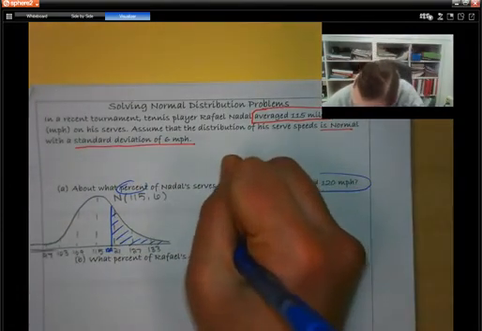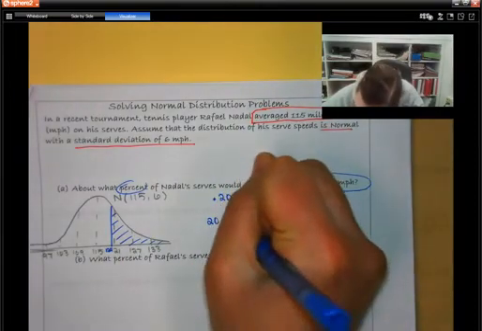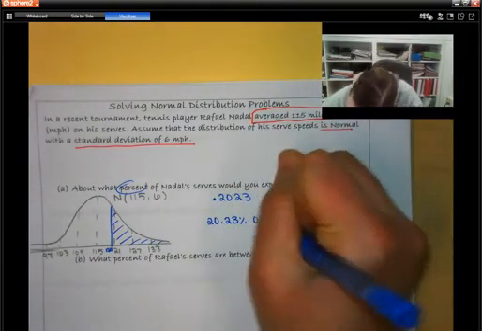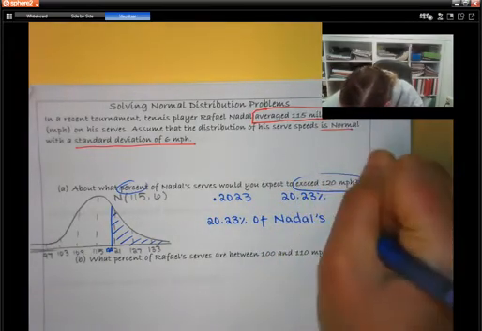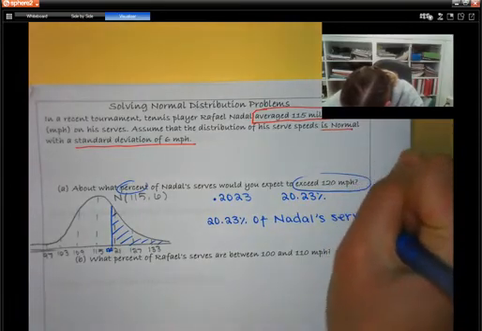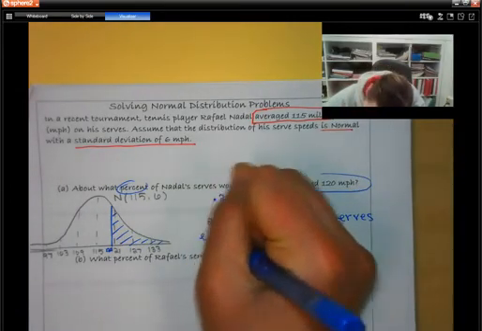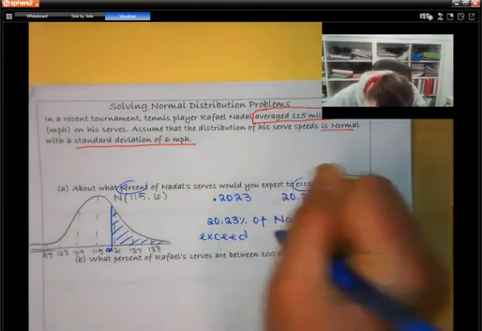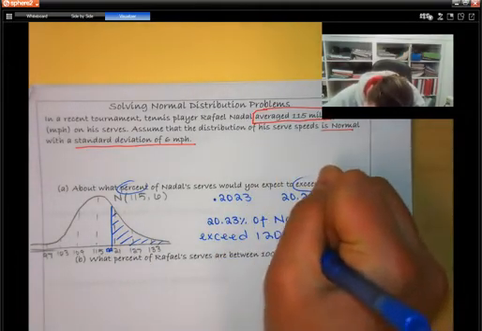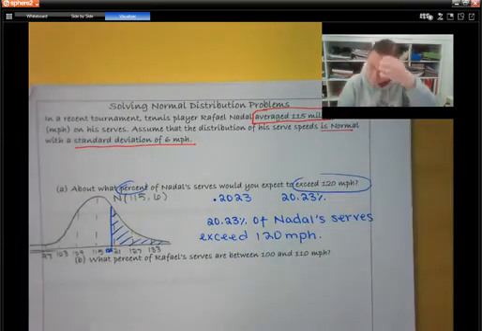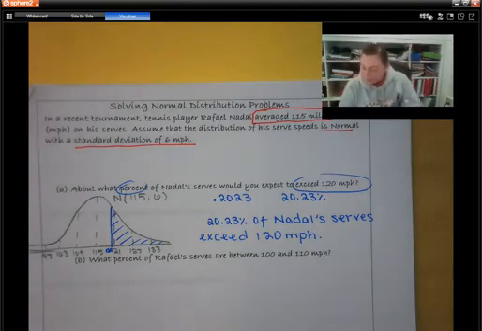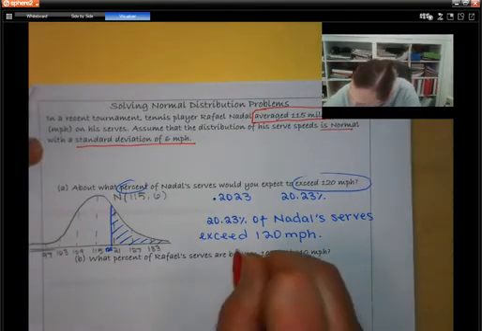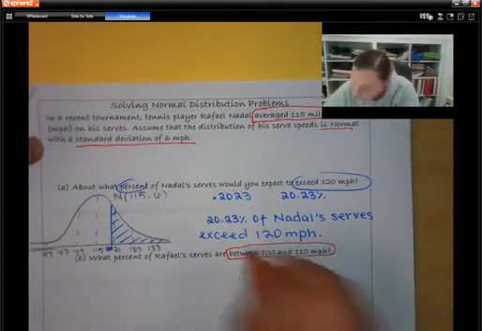So in a complete sentence, 20.23% of Nadal's serves exceed 120 miles per hour. And then on B, we want to figure out what percent are between 100 and 110.